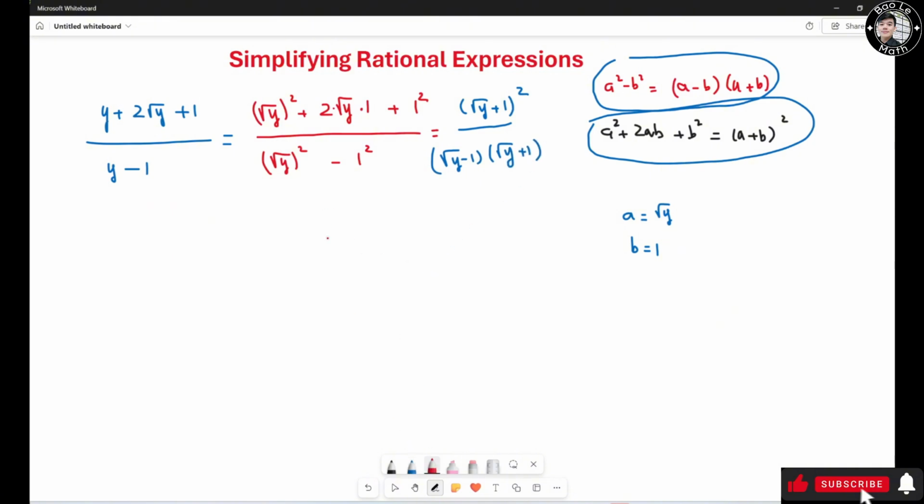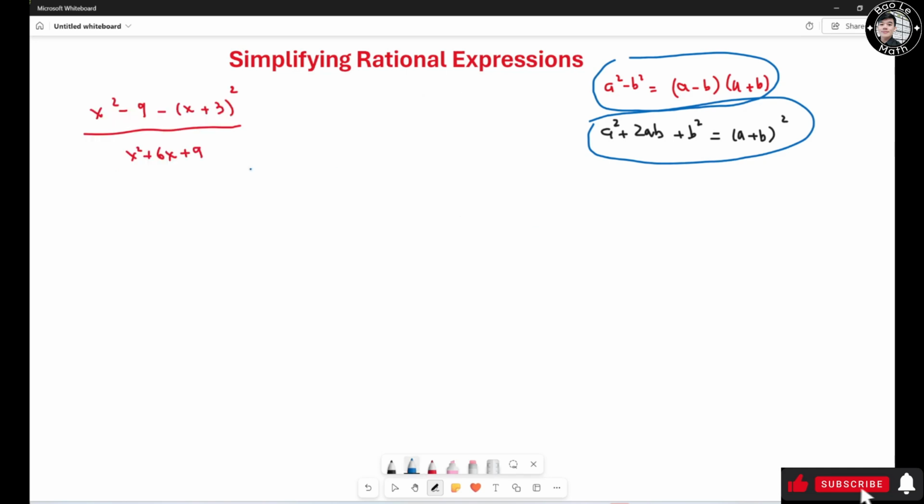Now the numerator and the denominator have the common factor root y plus 1. The numerator has root y plus 1 left, because it was root y plus 1 squared. The bottom is going to have root y minus 1 left. And this is the final answer. Now let's move on to the next example.